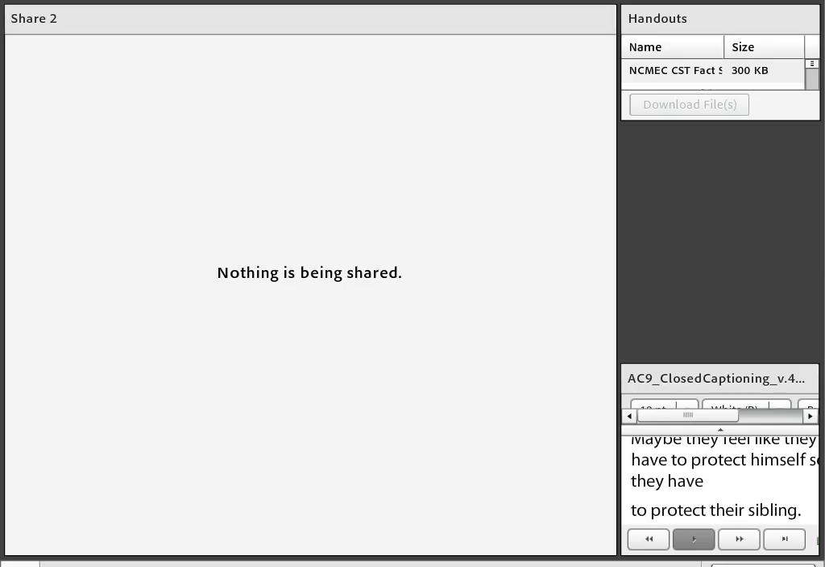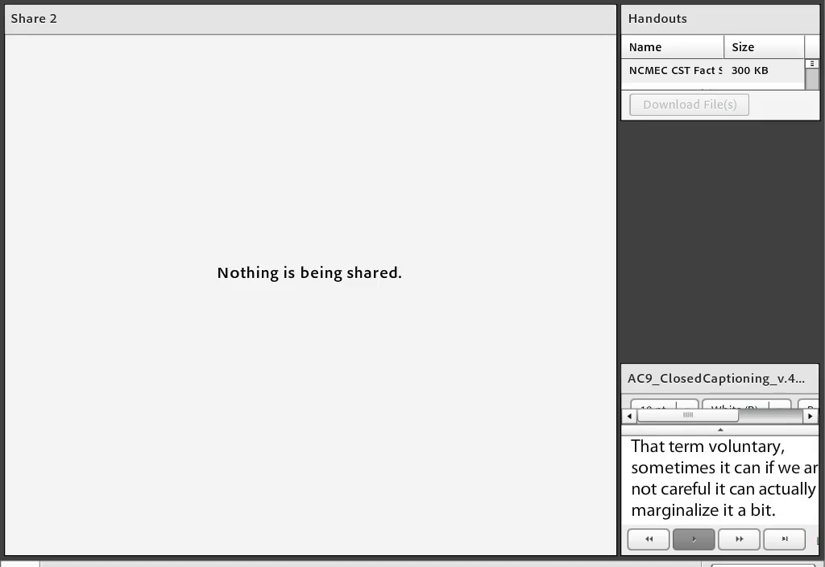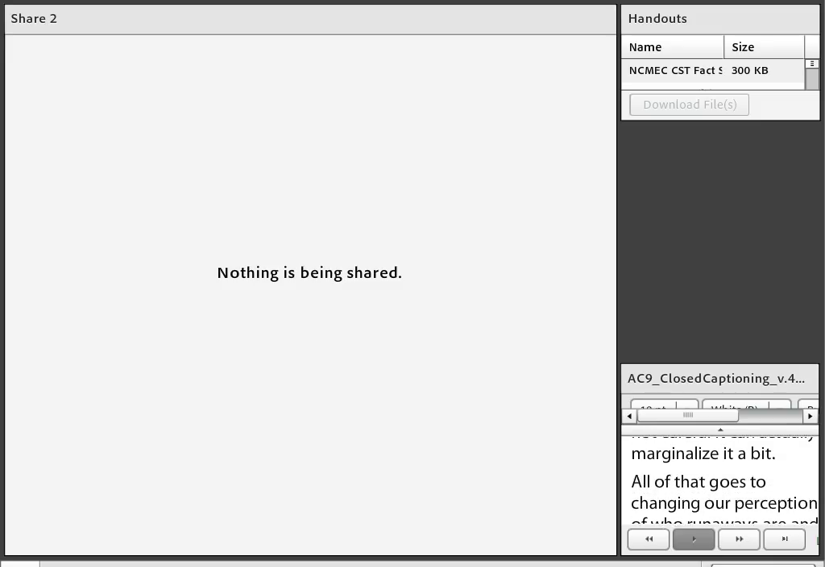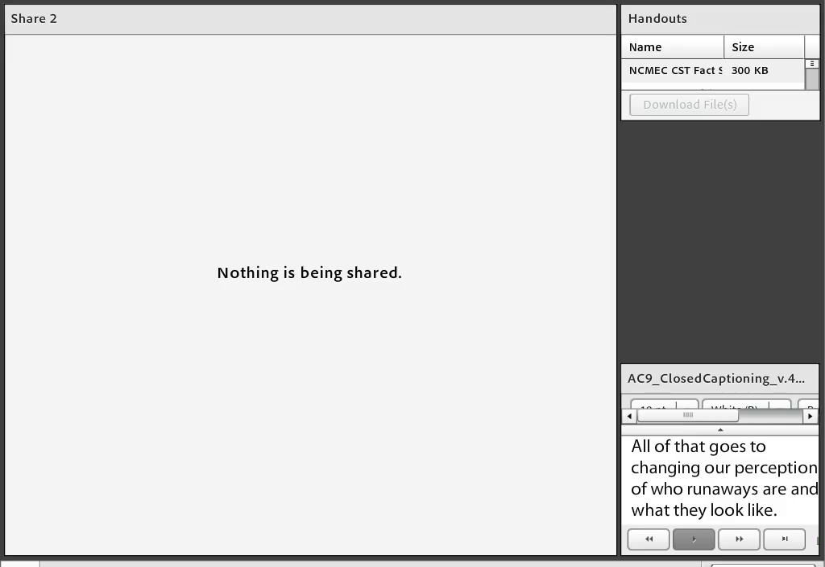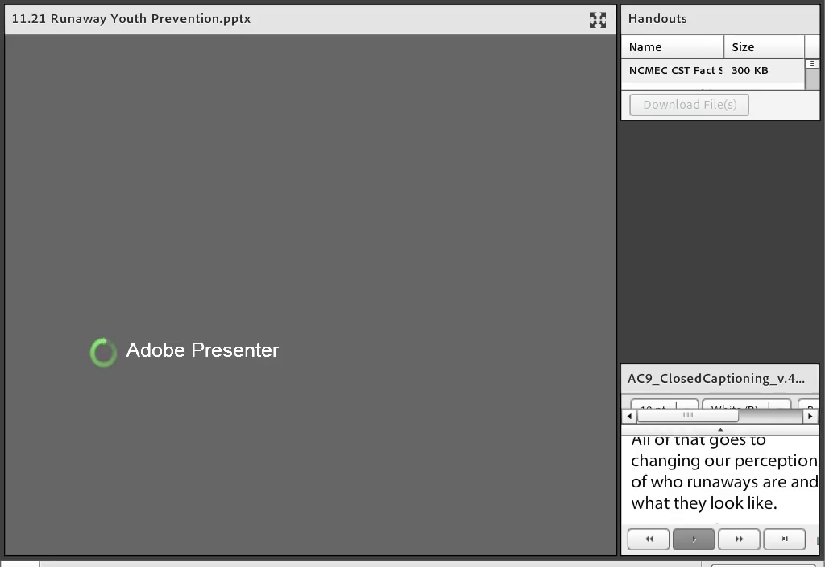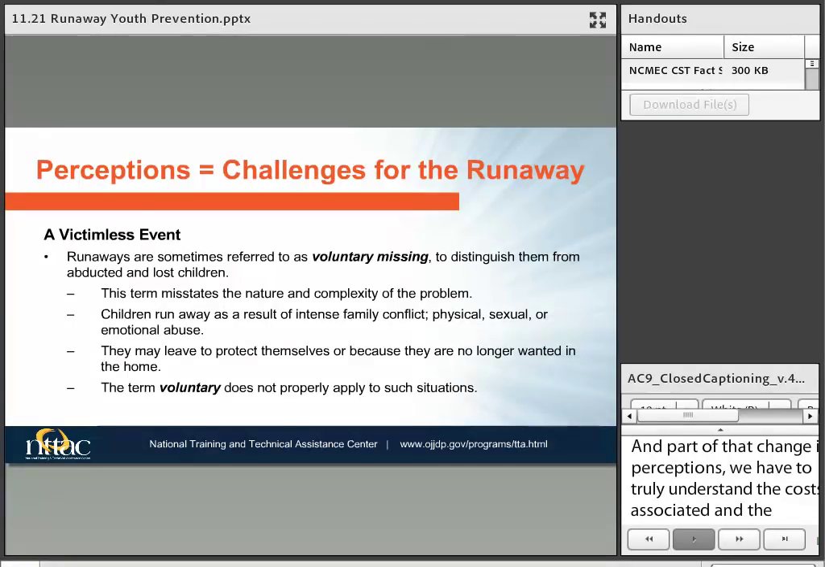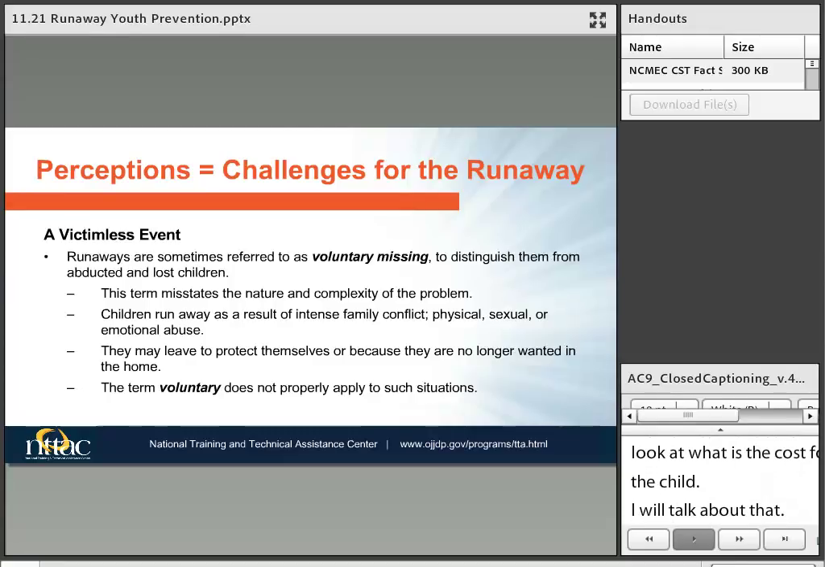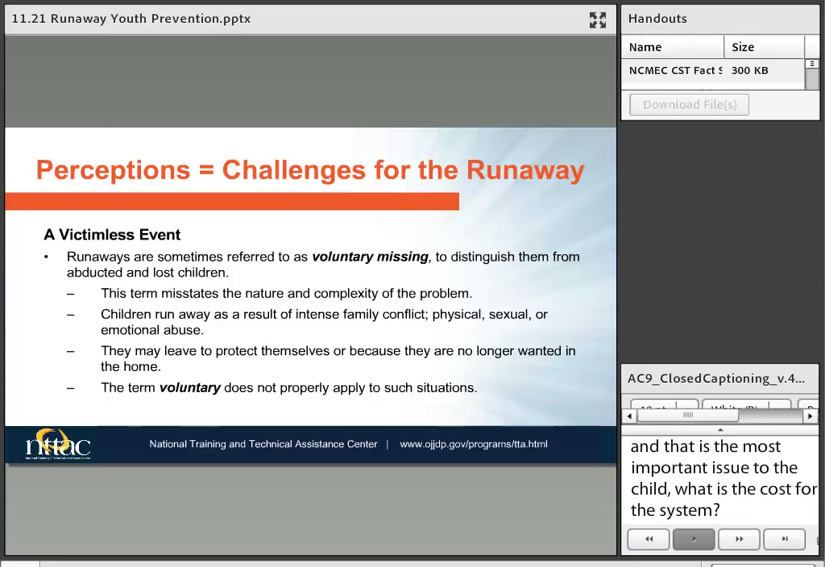All that goes to changing our perceptions of who runaways are and what they look like. And part of changing those perceptions is that we have to truly understand the costs and ramifications of not having a very effective response for runaways. Obviously, the first is the cost for the child, and I'll talk more about that. That is the most important issue, but also, what is the cost for the system? What is the cost to society when we don't effectively deal with them? I make a statement: pay me now or pay me later. I sat on the board for the Frederick Douglass Foundation for a while, and I truly believe in his statement: better to repair the child than reform the adult. When we don't effectively deal with the child, sometimes we set them up for failure, and that becomes an enormous cost on the system and society, not to mention the cost for the child.